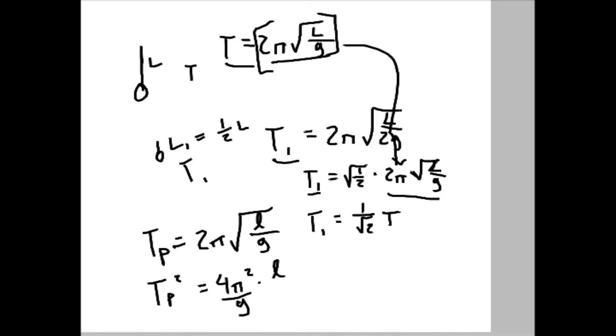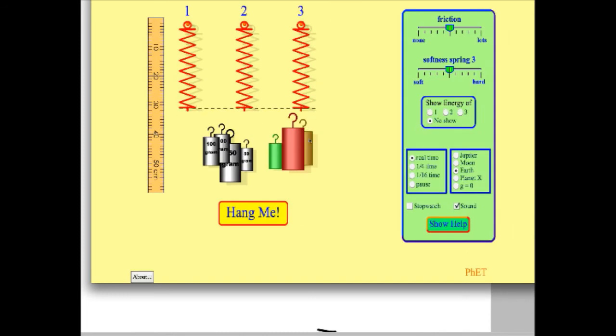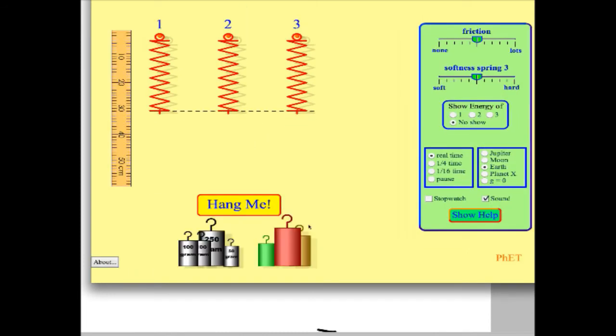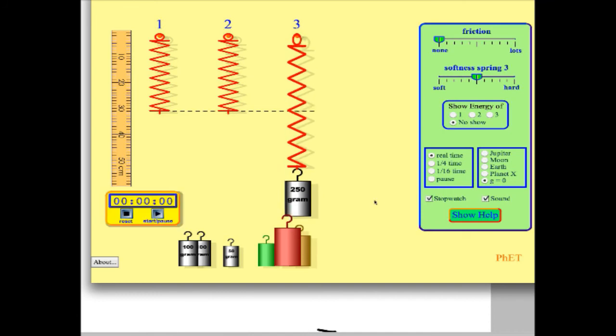Okay, let's switch gears one more time and let's talk springs. Now, we worked with this simulation some, and I'm going to go ahead and make my friction none. And what was cool about springs is that gravity did not affect the period of oscillation. So I can change my gravity to anything else, and if I get my stopwatch out, I start my timer. I'm going to slow it down a little bit.